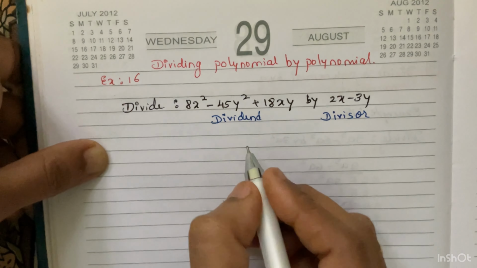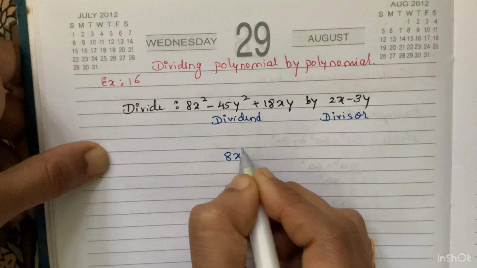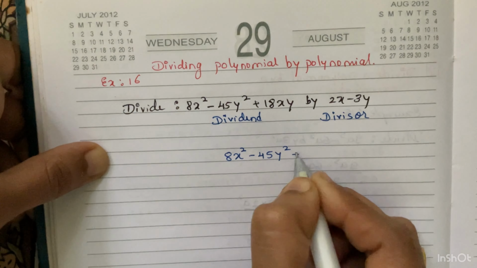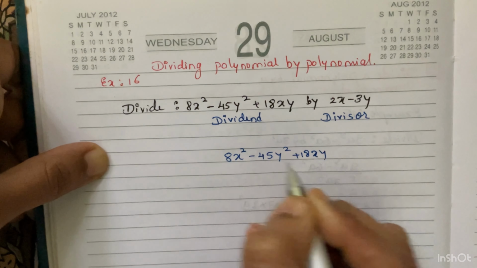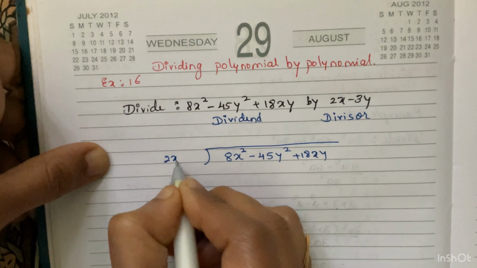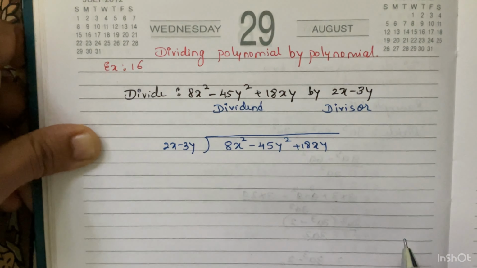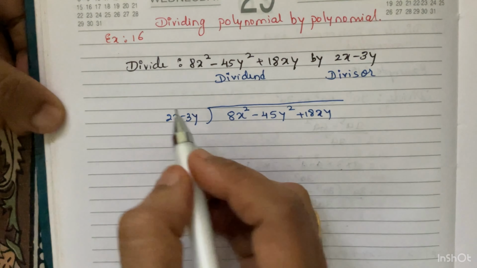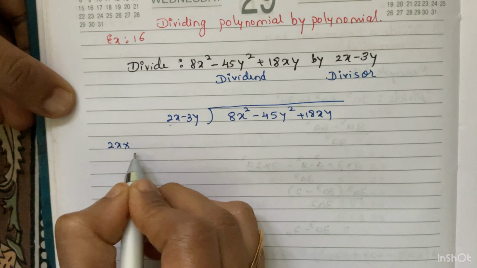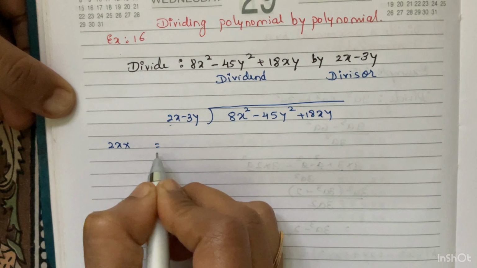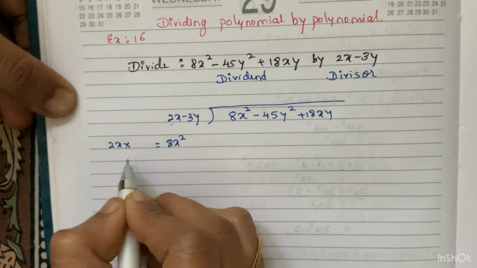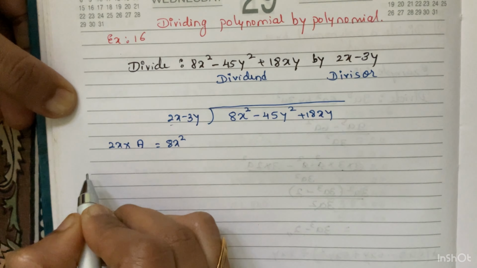Okay, now let's start doing the division. 8x square minus 45y square plus 18xy. Now this we are going to divide by 2x minus 3y. Now see here how we can do this. Look at this 2x. Let me write here 2x. You are multiplying 2x by some number. After multiplication we are going to get the answer 8x square here. This number we don't know. Let me consider it just a.